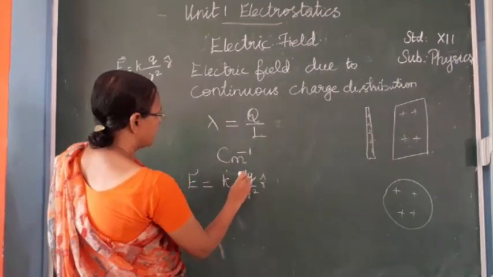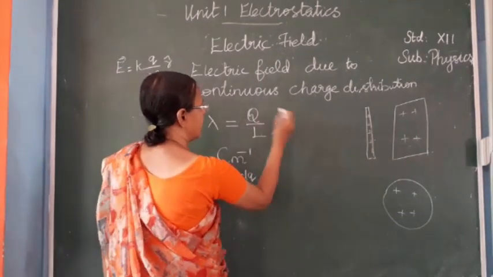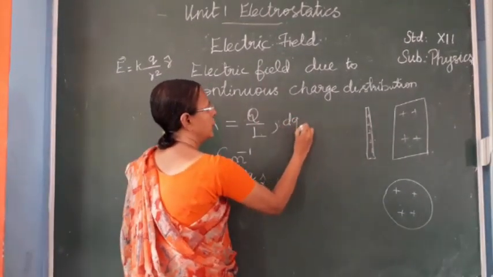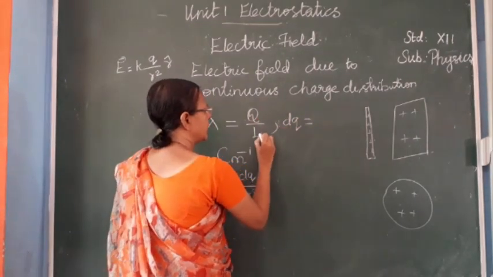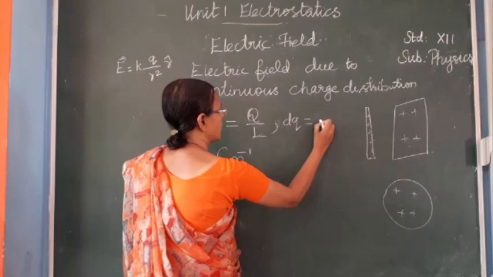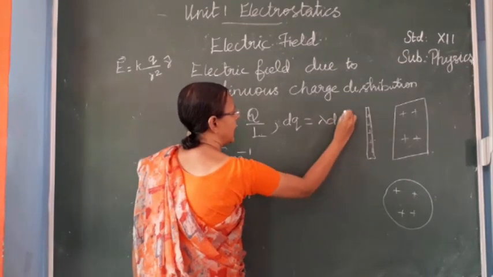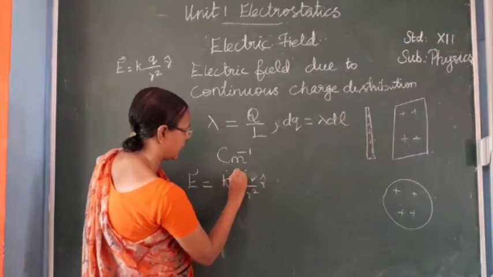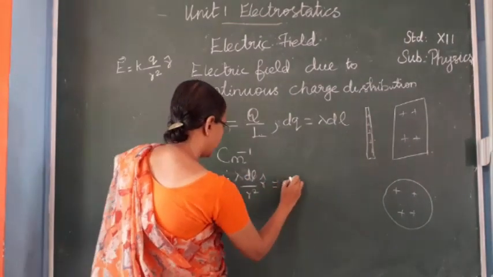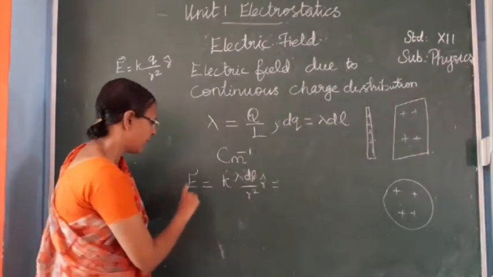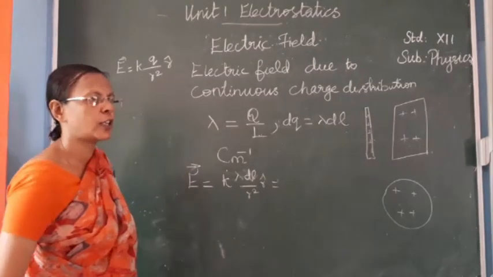In this dq, what do we have to write here? We have to say dq is equal to lambda dl, so we substitute lambda dl here. This is the formula for the electric field due to linear charge density.